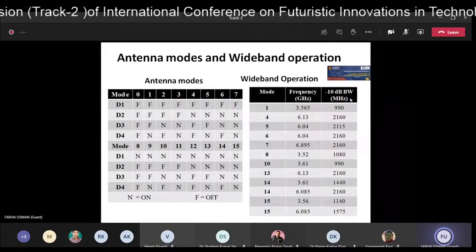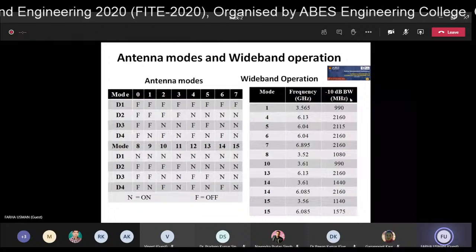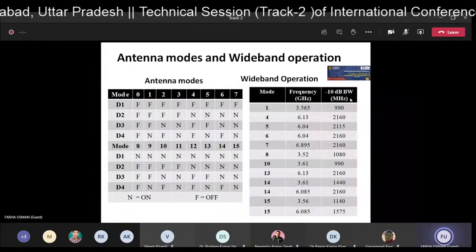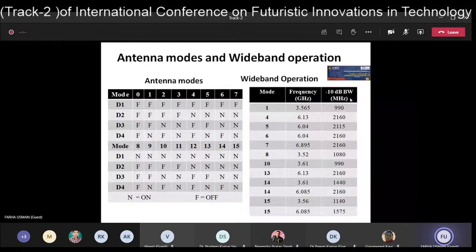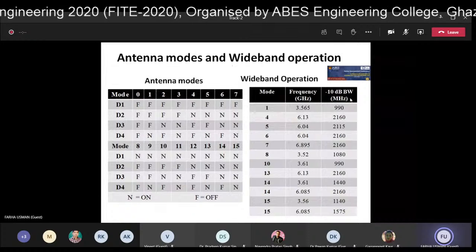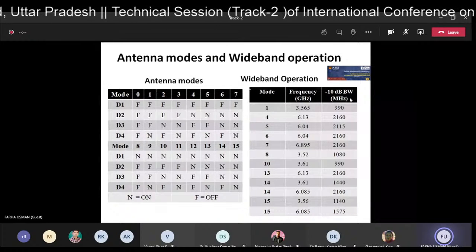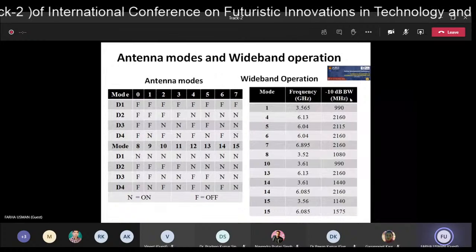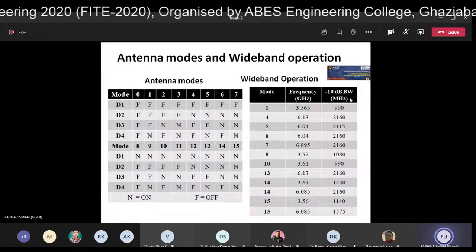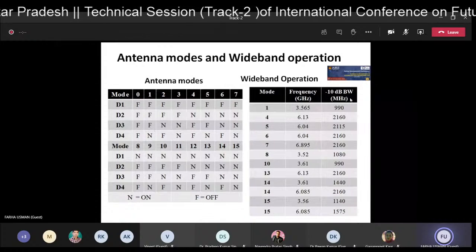Based on the switching combination of these 4 pin diodes, D1, D2, D3, and D4, the antenna operates in 15 different modes. For example, if all the 4 diodes are switched off, the antenna operates in mode 0. For mode 1, only diode D4 has to be switched on, and the rest of the diodes D1, D2, D3 will be switched off. Similarly, all the other modes' switching combinations have been mentioned here in this table.